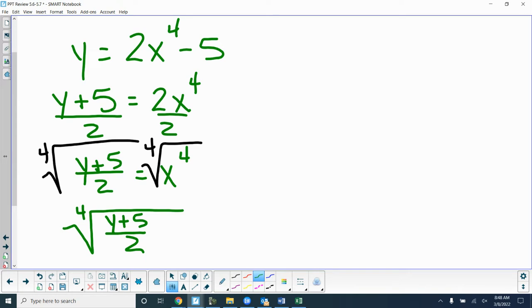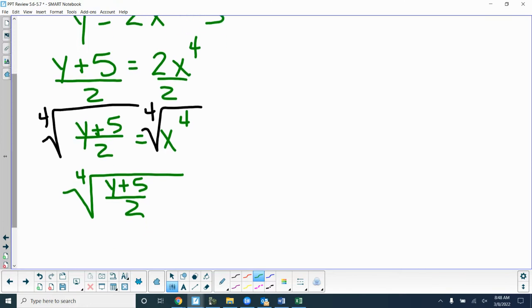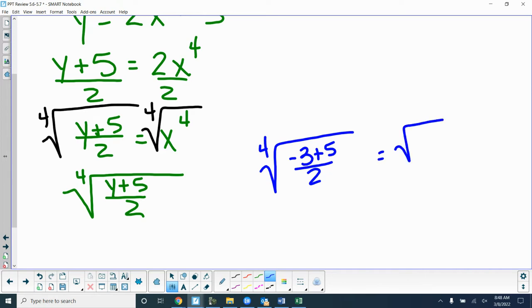Okay. So then we're supposed to put what number in for y? What number are we putting in for y? -3, right? What's -3 plus 5? 2. What's 2 divided by 2? 1. So what's the 4th root of 1? 1.